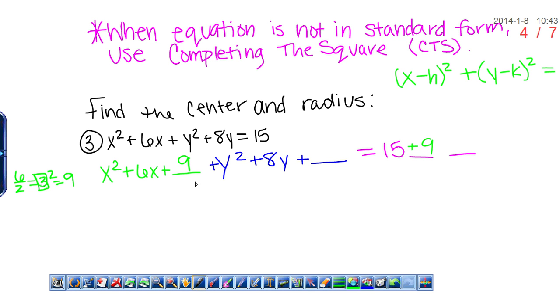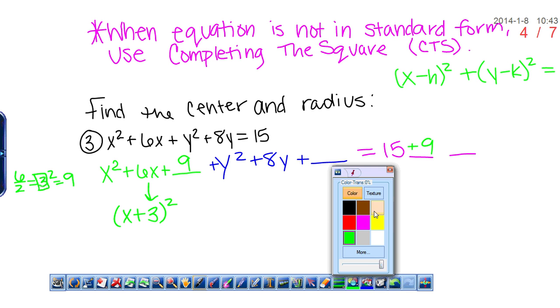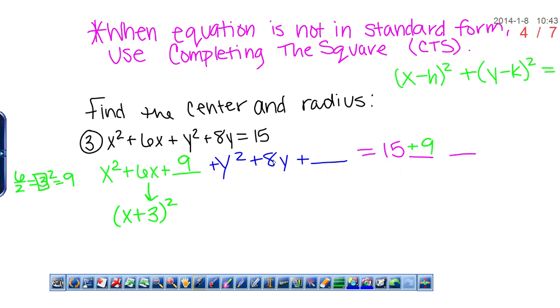Okay, let's finish our x's. What does this turn into? Good. All right, ready for the y's? We do it again. Take your b value. What's our b value? 8. Half it. What do we get? 4. Box it, square it, and we get 16. We're going to write it. And then how do we counteract it? 16 to the other side.